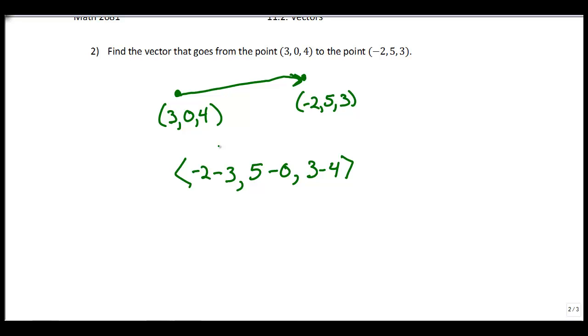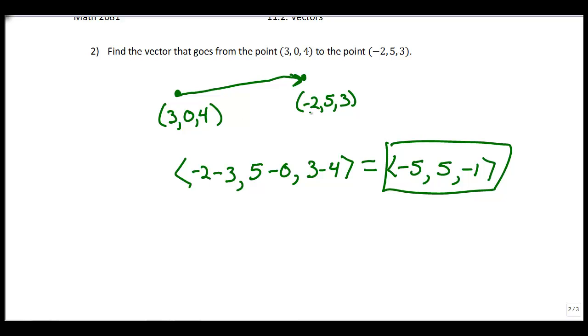And so the vector, what I get in the end here, is negative 5, comma, 5 minus 0 is 5, 3 minus 4 is negative 1. So it's the vector that goes from 3, 0, 4 to negative 2, 5, 3. Note if you took this vector negative 5, 5, negative 1, and added that to 3, 0, 4, you'd end up at negative 2, 5, 3.